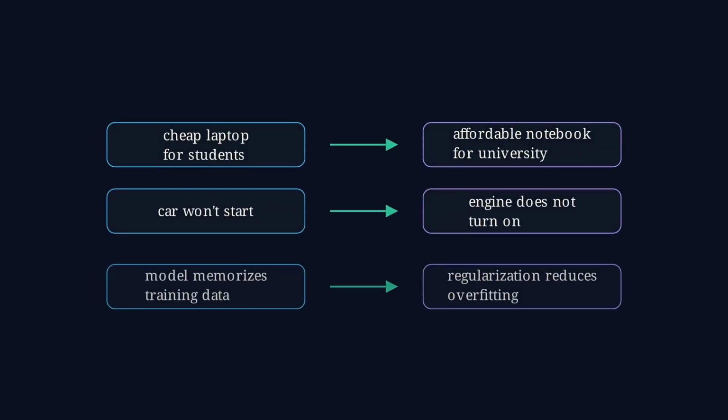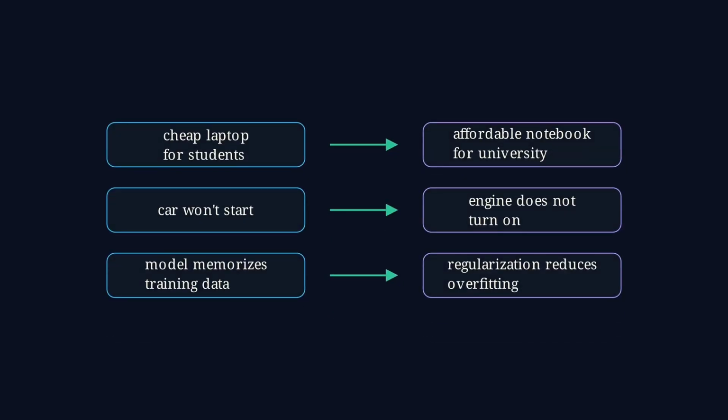A student might search for cheap laptop, but the product description says affordable notebook. A person might search car won't start, but the help article says engine doesn't turn on. And in machine learning, someone might search, how do I stop my model from memorizing the training data? But the document might talk about regularization, generalization, and overfitting. So the real problem is this. We don't just want documents that share words. We want documents that share meaning.